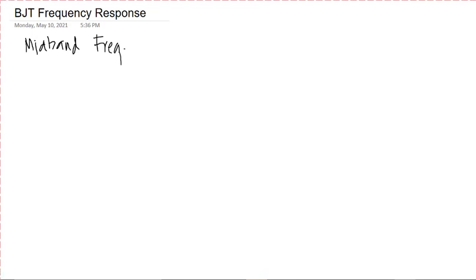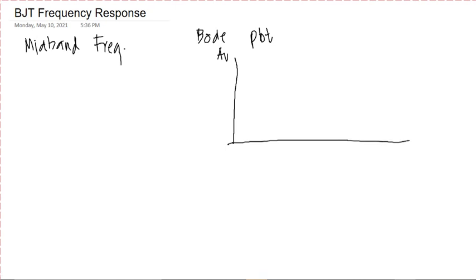What do I mean when I say mid-band frequency? When I talk about mid-band frequency, we are going to consider what we call the Bode Plot. So what is the Bode Plot? The Bode Plot is a graph of gain versus frequency of our amplifier. For example, the vertical side is your gain, which is expressed in dB, and the horizontal side is your frequency. So the graph of our BJT amplifier is represented through this one.